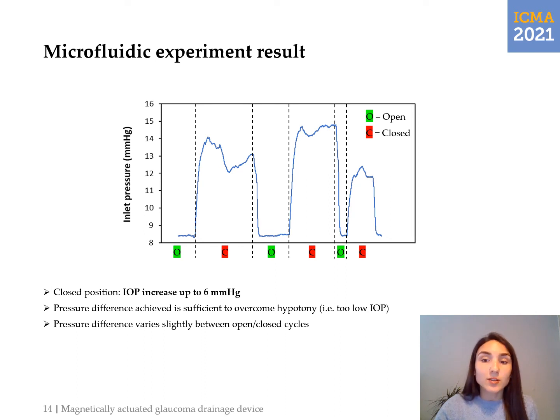And what you can also see from the graph is that the pressure difference varies slightly between open and closed cycles, which might be related with different positioning of the valve into this micropencil wall in each of those cycles. So this is something that we still have to improve. But so far we got a pressure increase that can actually overcome one of the most common postoperative complications following glaucoma filtration surgery. So this is already a very important result that we got so far.